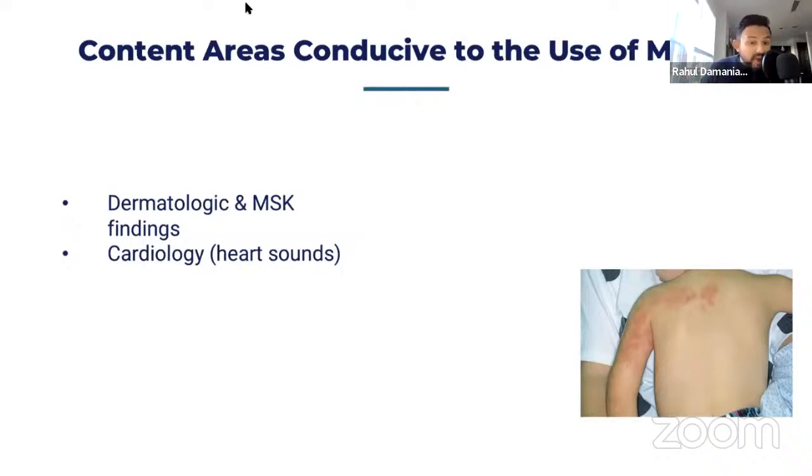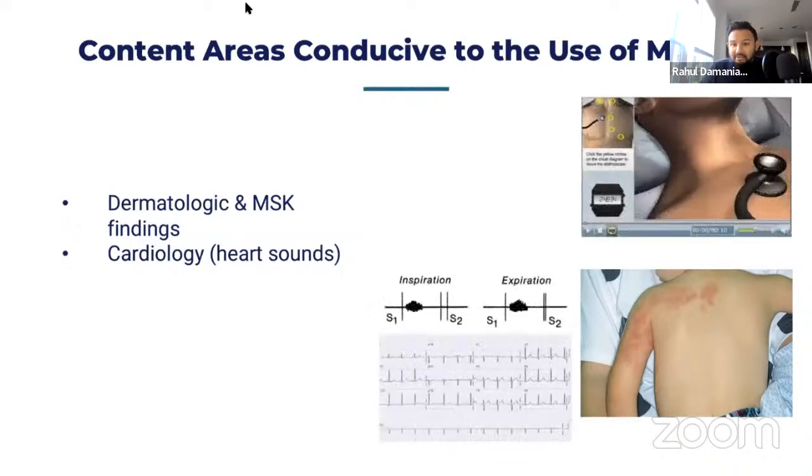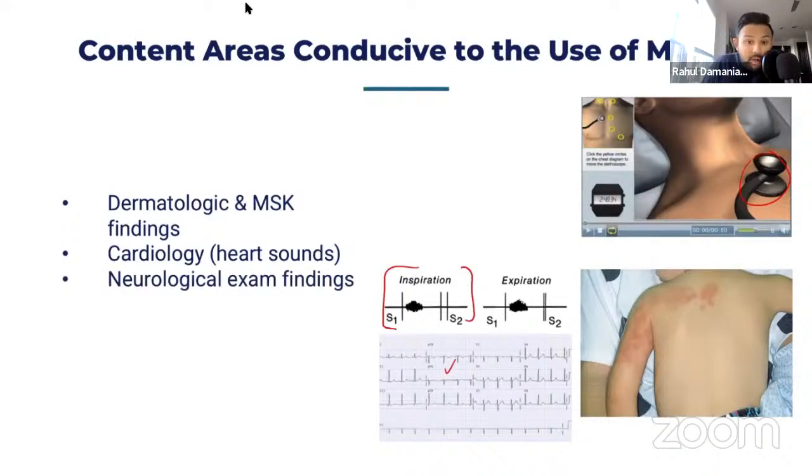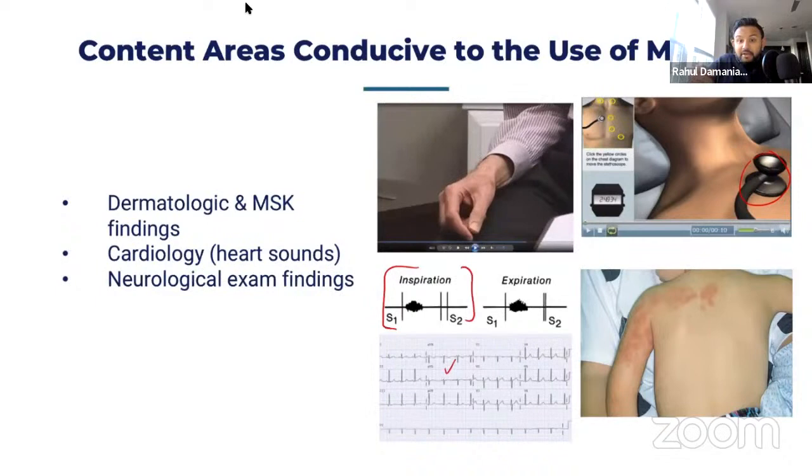When it comes to cardiology, you may see some heart sounds where you're going to need to point the stethoscope into a certain area, or maybe you are going to look at an EKG and then you are going to get a sound bite of a various murmur. You may also get a video of neurological exam findings. Maybe they'll say, hey, click play, and you'll see the pill rolling tremor when it comes to Parkinson's disease.